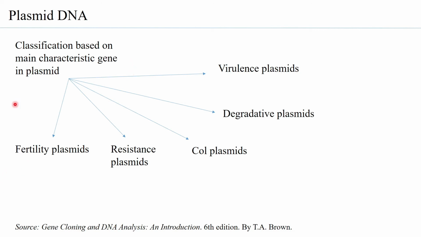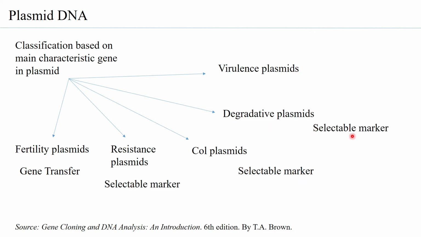Now, if you were to look at these characteristic genes for use in cloning studies, the fertility plasmids help in gene transfer. So that is a good function. Resistance plasmids can be used as selectable markers. Colicin plasmids can again be used for selectable markers. Degradative plasmids also as selectable markers, and virulence plasmids for gene transfer. So all of these can be used as a cloning vector because of their specific characteristic gene.